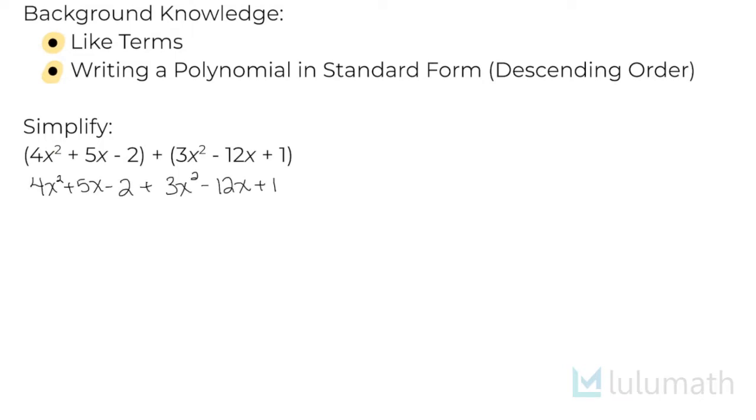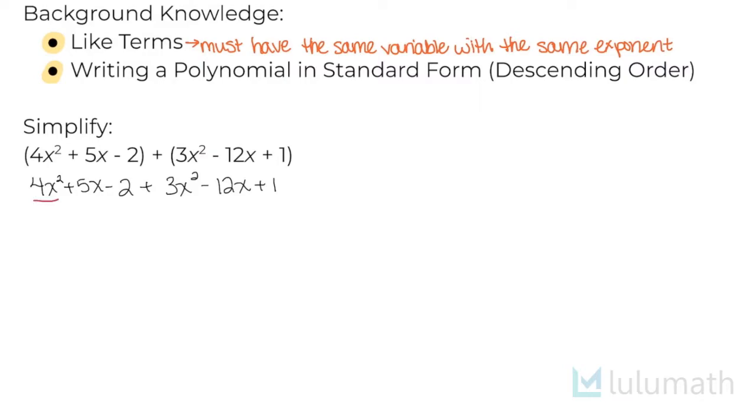Now I'm going to look and see, do I have any like terms? And just a reminder that like terms must have the same variable with the same exponent. So looking here, we have 4x squared. The variable is an x and the exponent is 2. And if I look at all the remaining terms, this 3x squared has the same variable and the same exponent. So those can be grouped together. Now I can just add them together. If I have 4x squared and another 3x squared, that means altogether I have 7x squared.